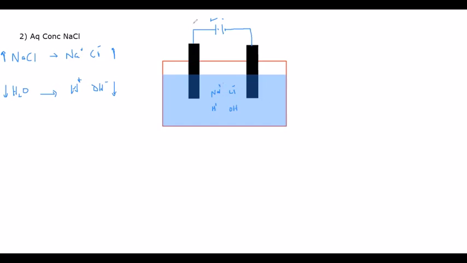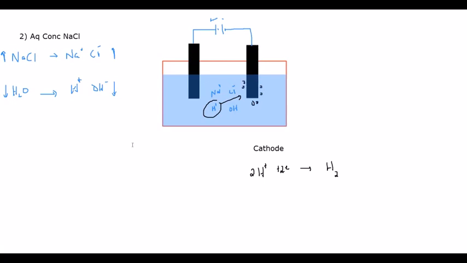So which is less reactive here, sodium or hydrogen? Which ion is less reactive, sodium ion or hydrogen ion? Hydrogen. So the hydrogen ion is less reactive, so the hydrogen ion is attracted towards the cathode. So the equation for the cathode: the hydrogen ion will take an electron and change to a hydrogen atom. But hydrogen is a non-metal. So when two hydrogen ions are there, they will take two electrons and form hydrogen gas. So what will you observe? You will observe bubbles at the cathode.